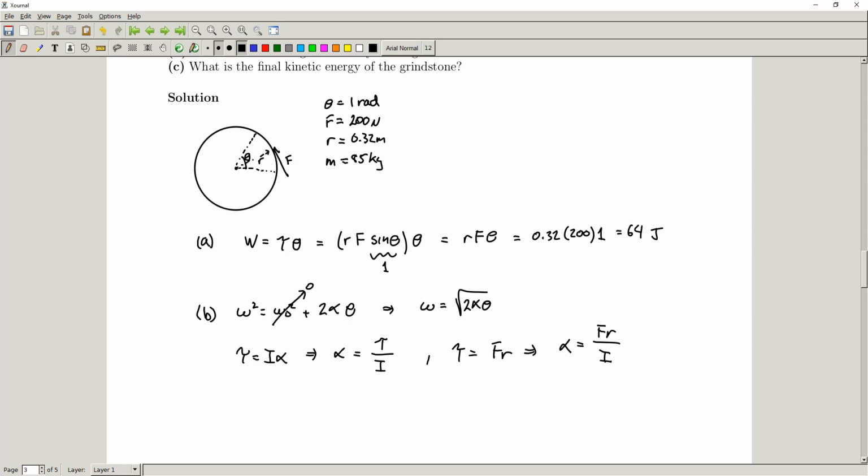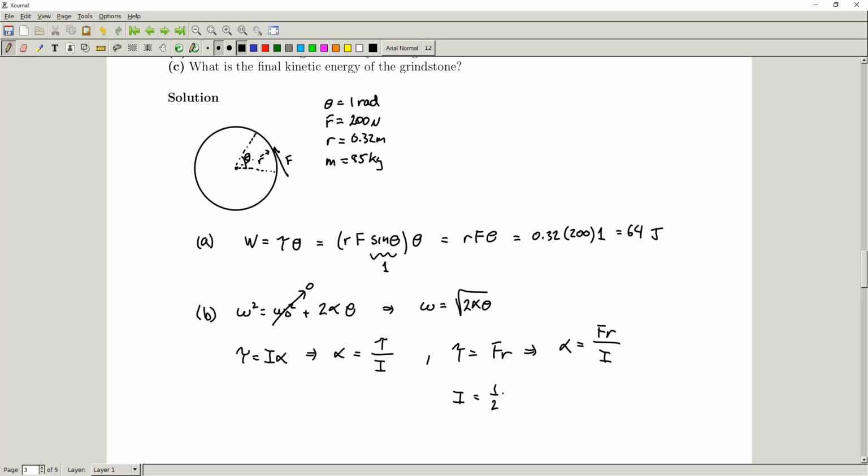Now we don't know I for the object, but this is one of those sort of objects that we can just look up in our table. If we look this up in the table that we discussed a few videos ago, we can see that our I in this case is equal to 1/2.